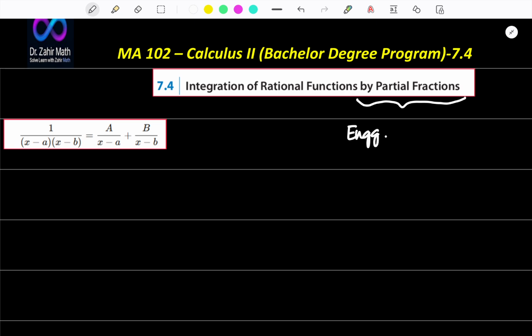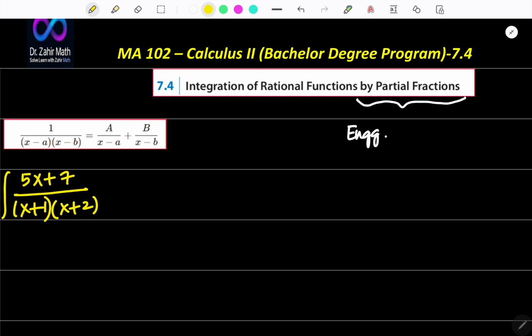Before that, let me go back to 002. I will refresh your ideas for partial fractions. Have you seen partial fractions in 002? Suppose I give you one example: 5x plus 7 divided by x plus 1 times x plus 2. If this is the situation, you are going to integrate.